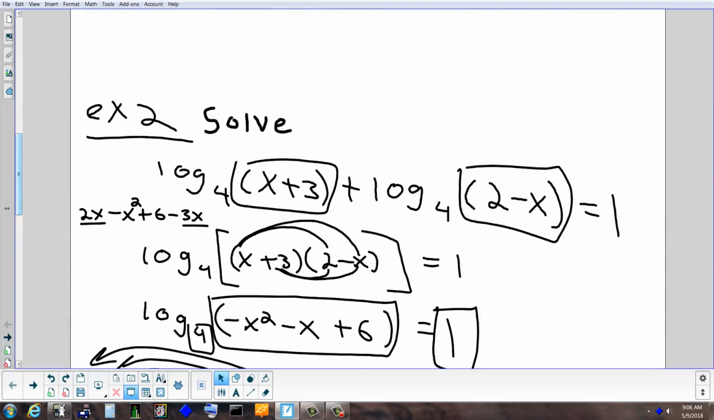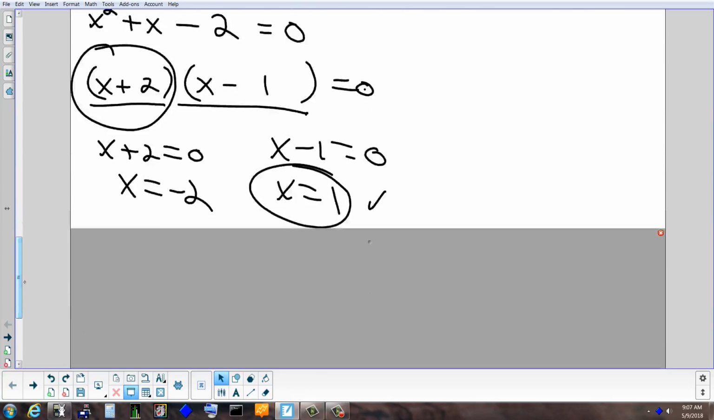How about Cassandra? What's negative 2 plus 3? 1. That's fine. What's 2 minus negative 2? 4. That's fine. So in this case, both answers work. Okay. Any question on that one?